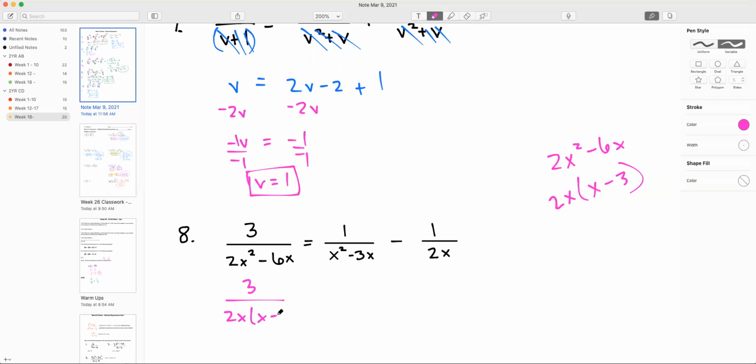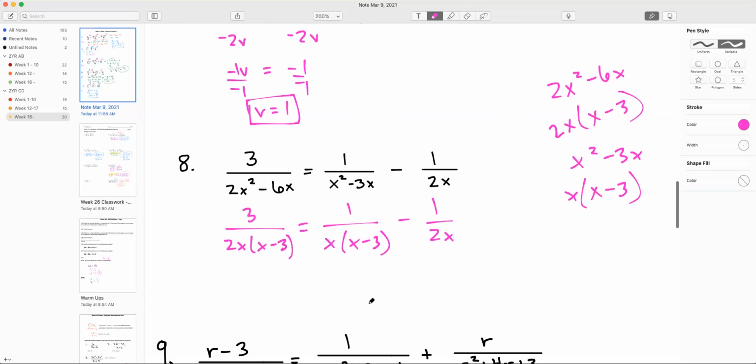2x and then x minus 3. And then equals. I'm going to go x squared minus 3x. I can pull out an x from both, and then that becomes x. That becomes negative 3. So I'm going to have a 1 over x times x minus 3 here, and then a 1 over 2x here. So now I've factored everything, so I can see all the unique factors that I need.